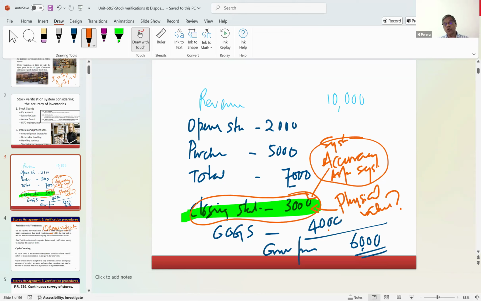Okay, you can see now the closing stock value is 3,000 here. If you assume it is 4,000 closing stock value, now tell me the gross profit. If the closing stock value is 4,000, what is the gross profit or operating profit? Yes, anybody? Anybody, please?